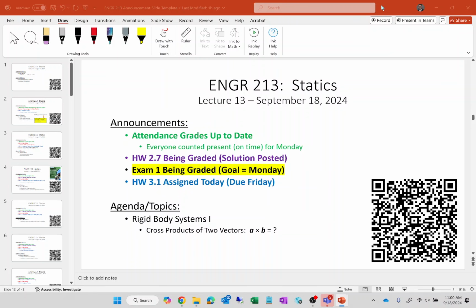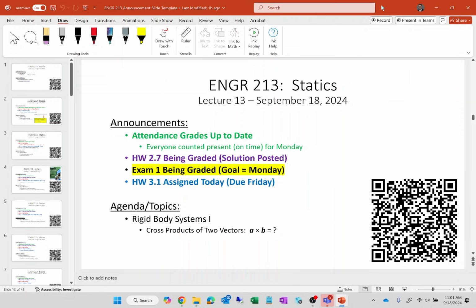Okay, so attendance grades are up to date, and for the exam, I just counted everybody present. So I didn't take attendance during the exam, and I usually don't, because I have your exams. I know you were there, so I just make sure I have them all, not just count everybody present. I'm still grading homework 2.7, but other than that, everything's up to date. And then 3.1 is going to be assigned today. It will be a very short assignment. I think you'll see what I mean there.